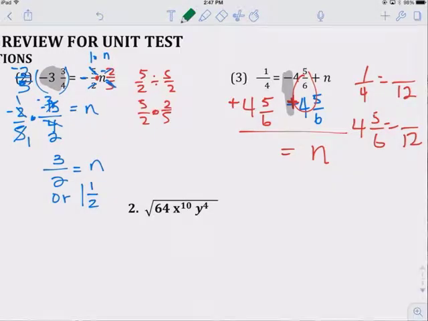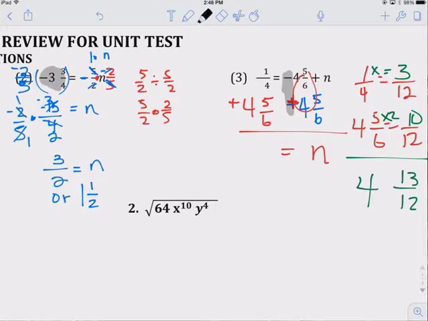Okay? So times 2, right? It's 10 times 3 over, yeah, you get 3 over 12. 13. You add them, right? 13 over 12. 13 over 12 and the 4.